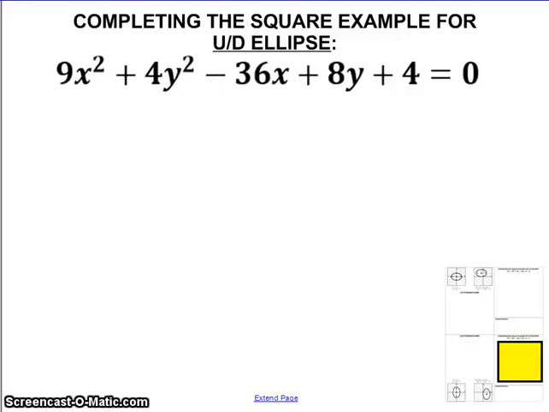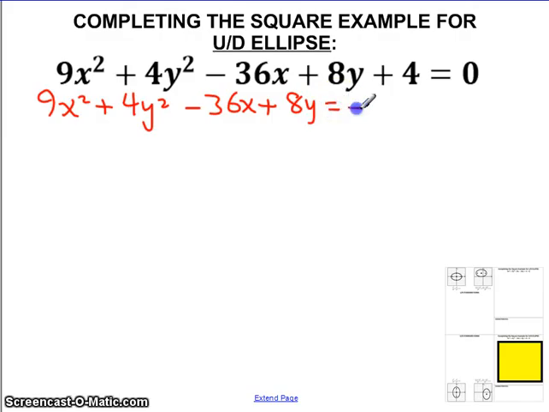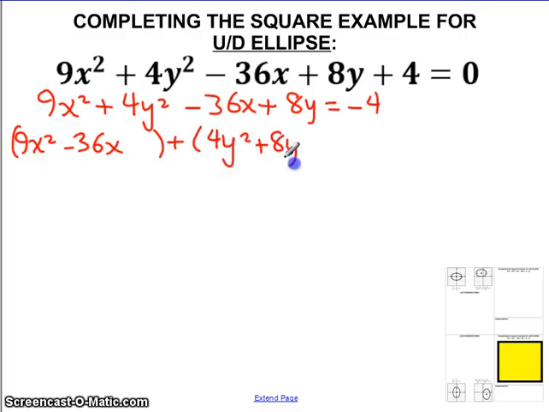Alright, so we're going to now do an up-down or vertical ellipse, and we're going to use this general form equation. So we'll do the solving of the completing the square as we normally have. Just copy all this stuff down here and put the -4 onto this side. Now we're going to group everything together. Put our parentheses here, minus 36x and plus 4y squared plus 8y equals -4.